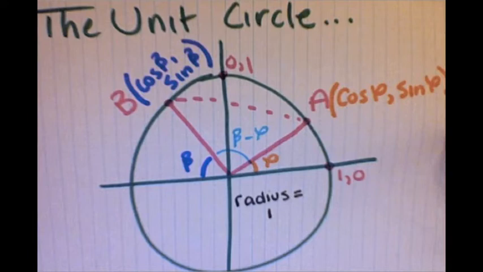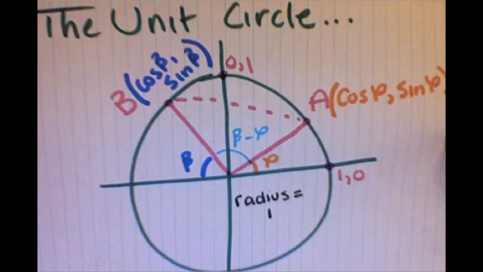Now, angle A is alpha, angle B is beta. Angle A has the coordinates of cosine alpha, sine alpha, and angle B has the coordinates of cosine beta, sine beta. Now that dashed line can be the length of AB, which also leads to the angle of beta minus alpha, which we're going to try to find within this.